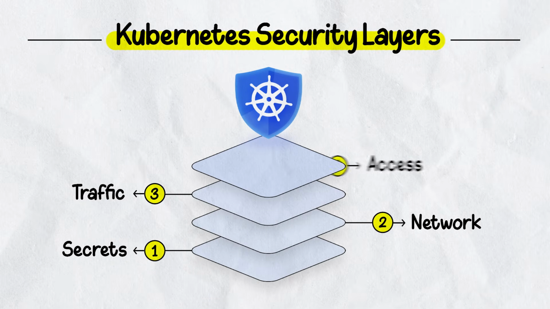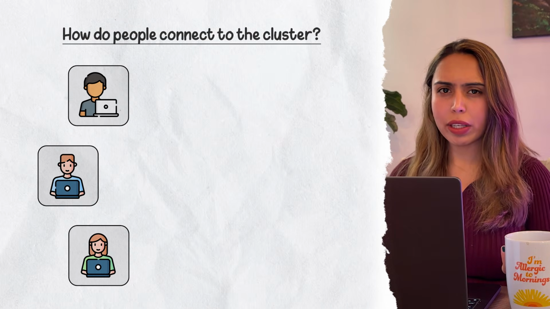So far, we have covered data security, network security, and traffic security. Together, these layers protect the cluster itself. But in most Kubernetes environments, the biggest risk isn't the system. It's someone who already has access. That's where layer 4 begins, your access. How do people actually connect to the cluster?